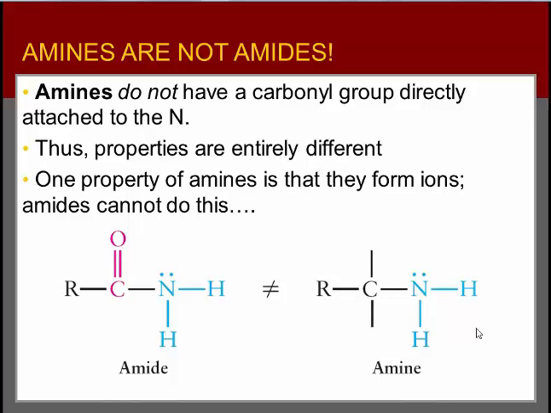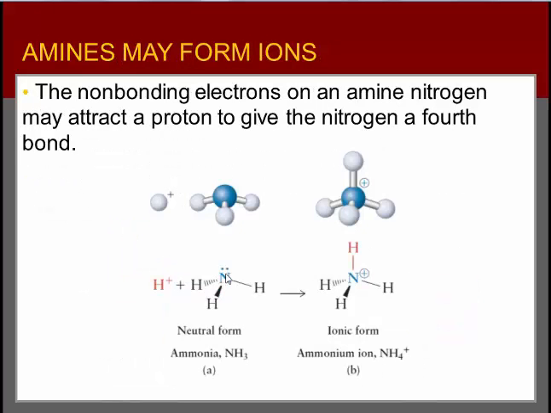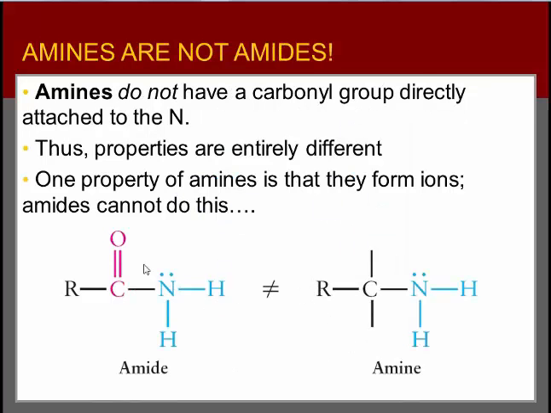And one difference is that an amine can form an ion, whereas an amide cannot. So the non-bonding lone pair in the amine can attract a proton, remember that's just an H+, to form a 4th bond to nitrogen, and we call that an ammonium ion. N with 4 bonds and no lone pairs gets a plus charge. And so this is an ion that's formed when a proton reacts with the lone pair on the amine. So amines can form ions. If we go back and look at the amide, this lone pair is not reactive because it's next to this carbonyl, so it cannot form an ion.